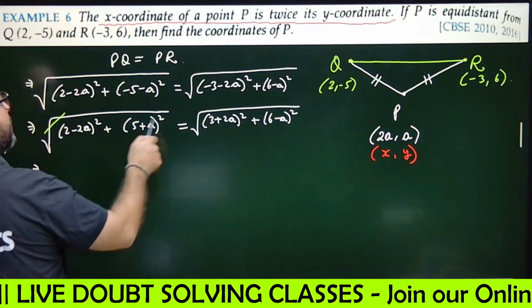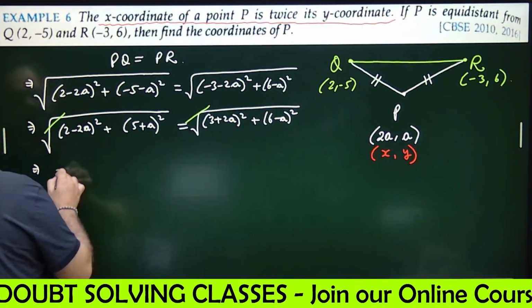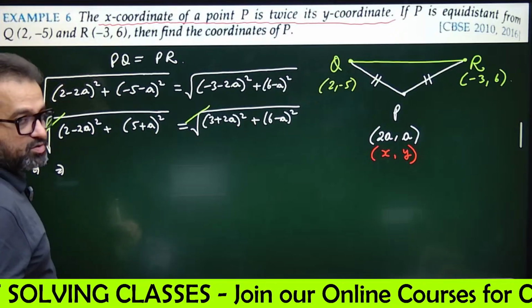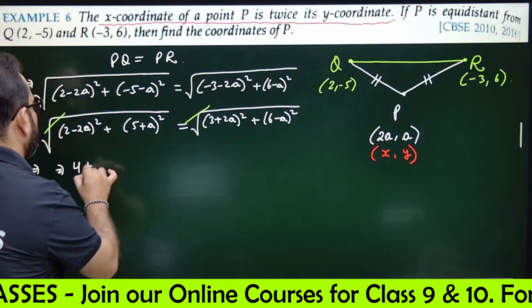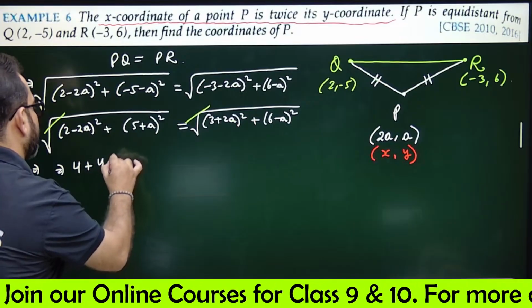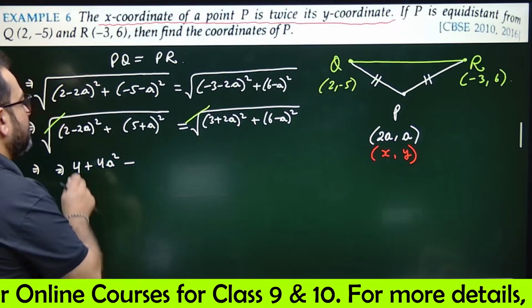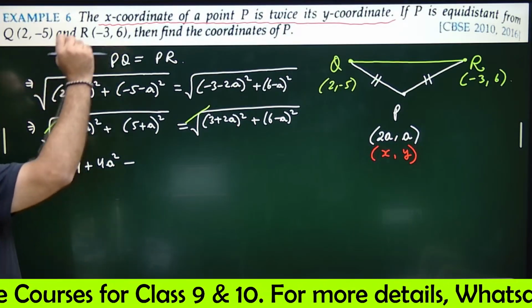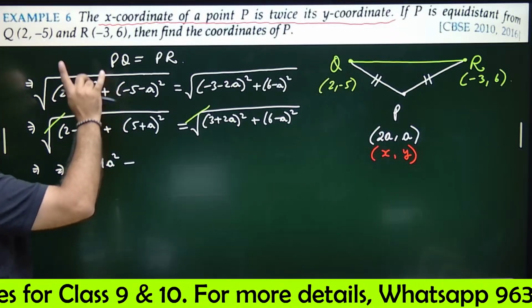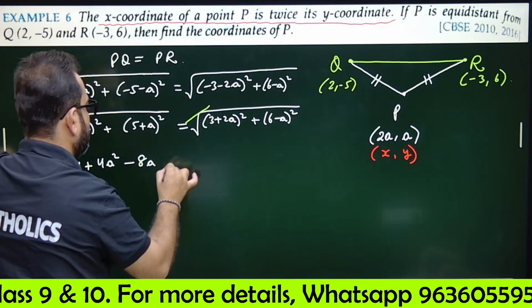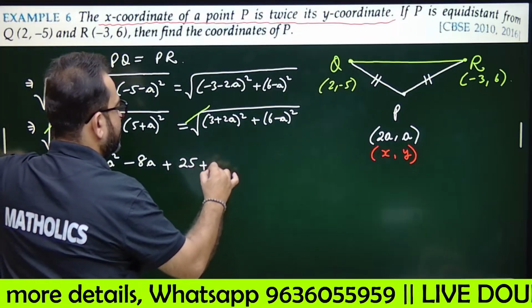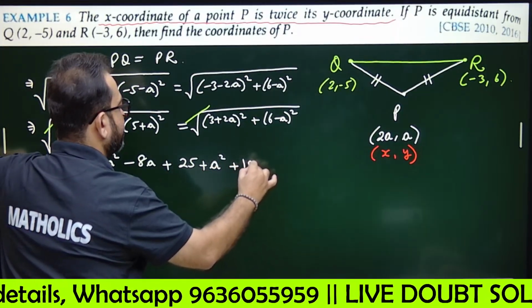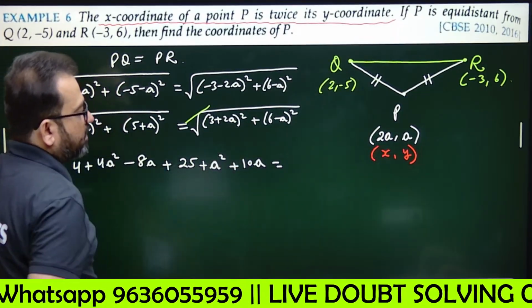Now see. Squaring both sides, this square root will get cancelled by this. So what we'll get? (2 minus 2a) whole square: a minus b whole square is a square, b square, minus 2ab. 2 square is 4, and (2a) whole square will be 4a square. Minus 2ab means multiply both of these and then multiply by 2. So 2 into 2a is 4a, 4a into 2 is 8a. Plus (5 plus a) whole square, open it: 25 plus a square plus 2 fives are 10a. Equals to what? (3 plus 2a) whole square.